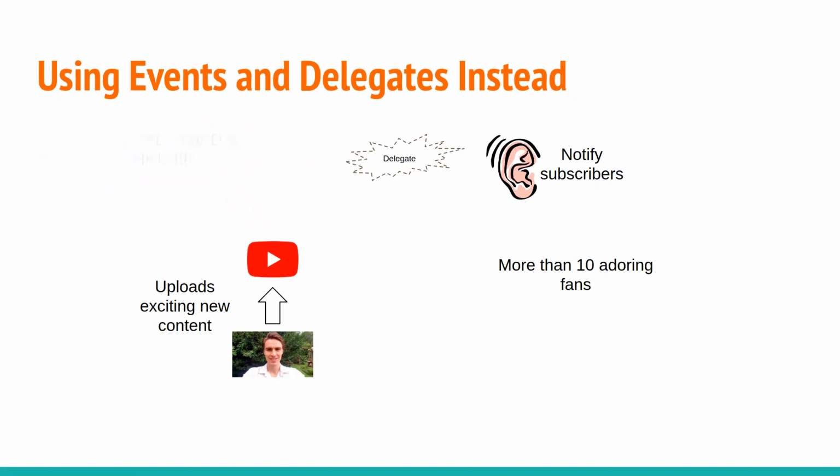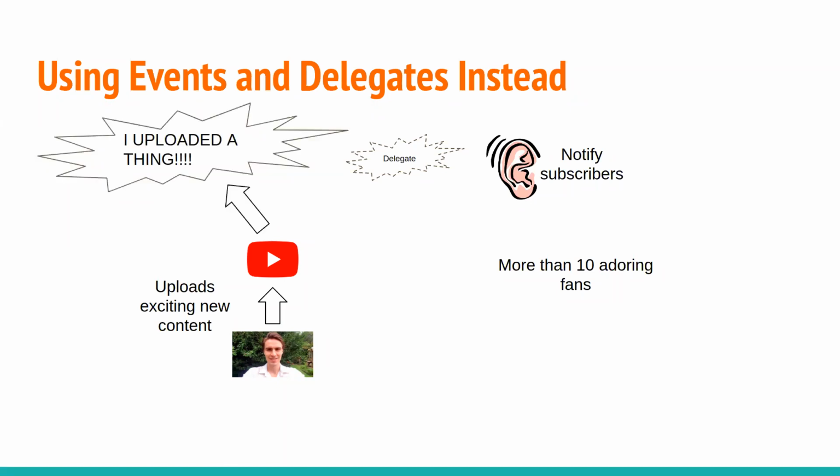So us shouting is the event. Like I uploaded a thing, an event has occurred. We're announcing that this event has occurred. When notify subscribers hears that the event has occurred, it goes ahead and notifies the subscribers. So you can see what we've done is, using this delegate, we have disconnected the two parties.